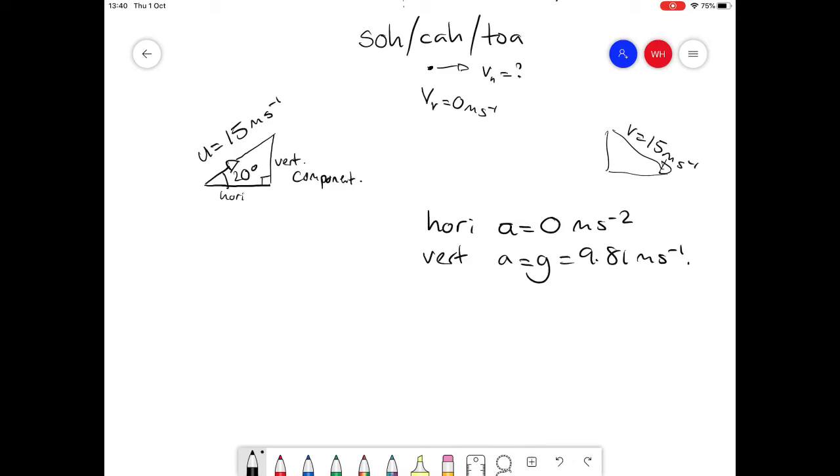So let's calculate a few things. We can calculate all sorts about this flight. We can calculate the maximum height that it reaches. In fact, I'm just going to draw that on here. We can calculate how far it will go, so we've got S horizontal and S vertical. We can calculate the time of flight.